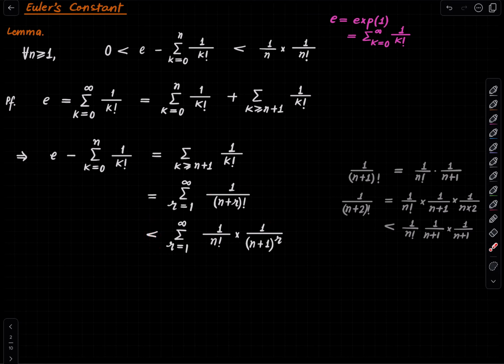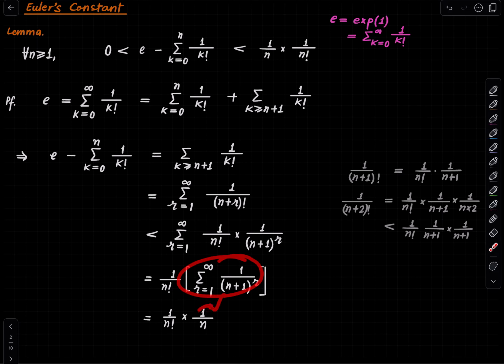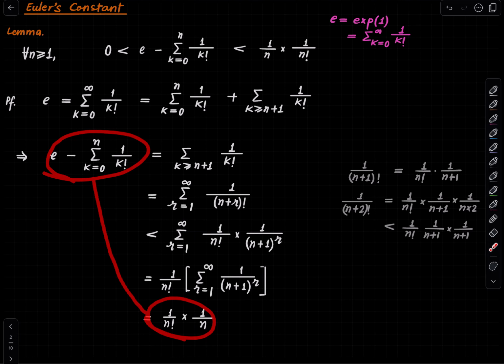And now this is nothing but 1 upon n factorial times the summation of this geometric series, which I leave as an exercise to check is nothing but 1 upon n. So this geometric series is nothing but 1 upon n, and hence this is strictly less than that number. So it was a very simple calculation, but I did it in full.